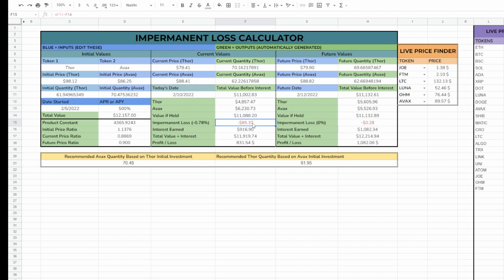However, I am totally okay with being $85 worse off because of the rewards. I have been rewarded at the rate of 500% APR for 5 days, and I have earned in Thor tokens $916.90, which means that I'm actually pretty close to where I got in at, even with the price of the tokens coming down. So let's just do this real quick.